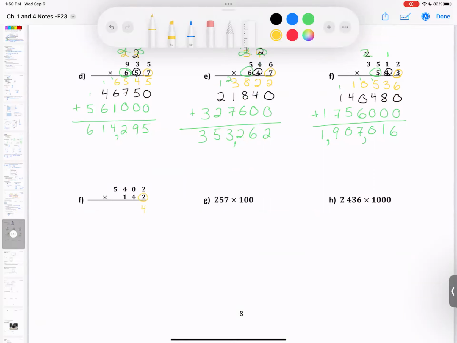So 2 times 2 is 4. We've got a 0 here. So 2 times 0 is 0. We need to write that 0 in. It's a placeholder. 2 times 4 is 8. And 2 times 5 gives us 10.